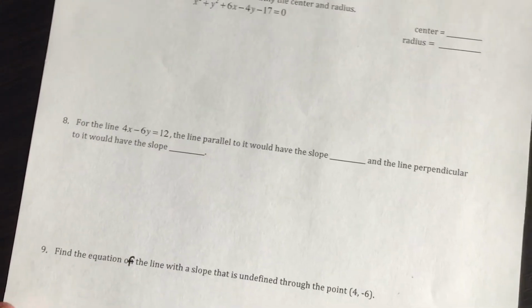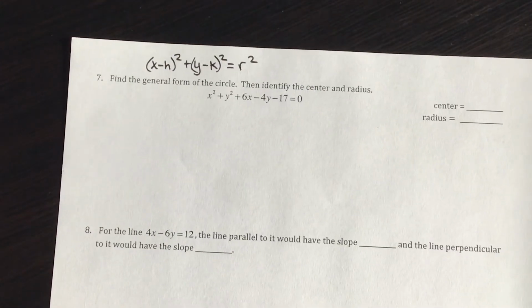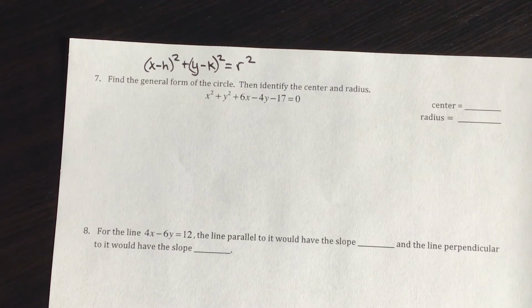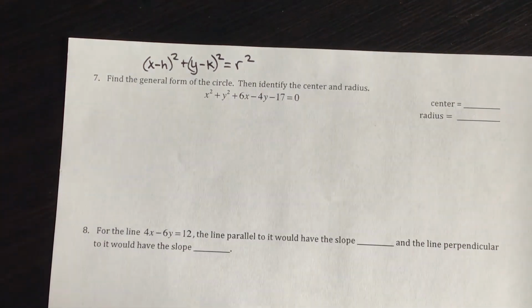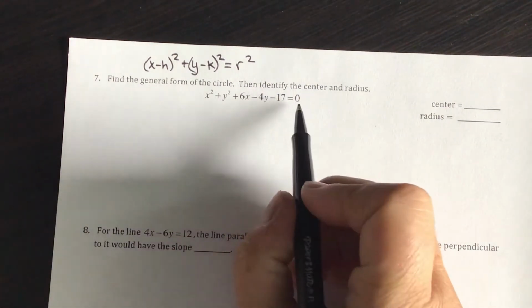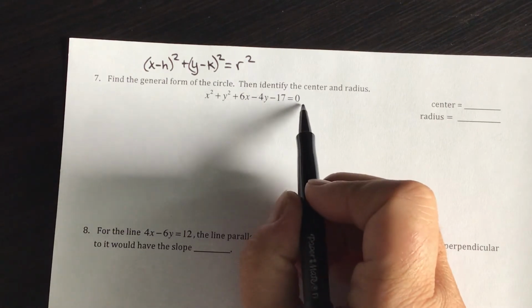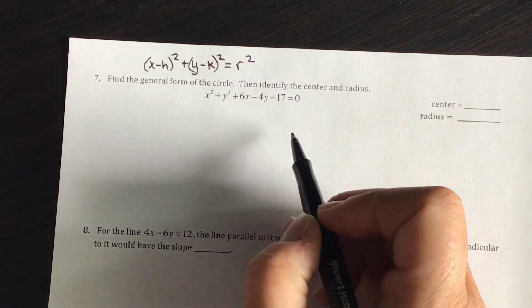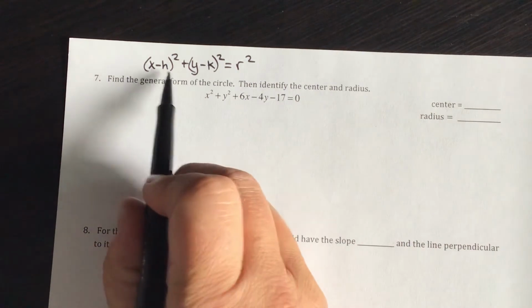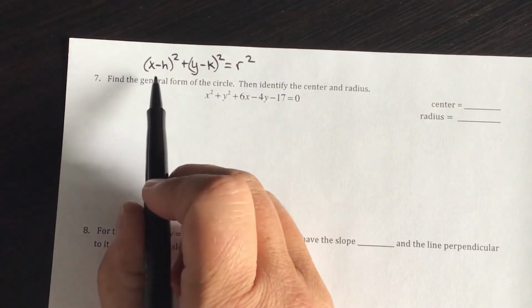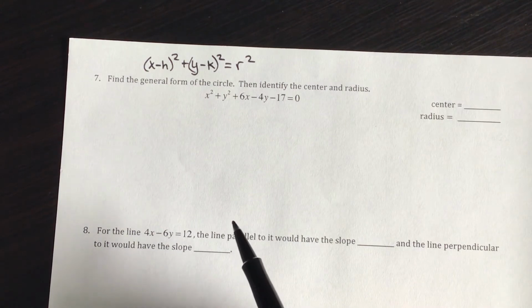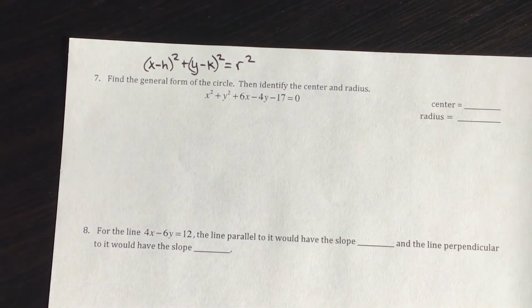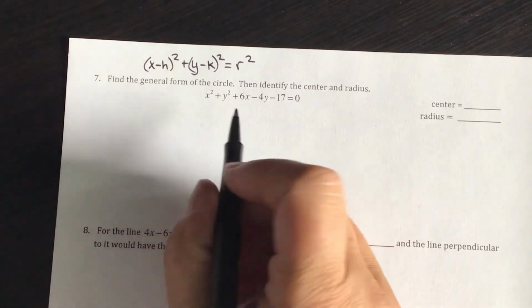Here's another one. Find the general form of a circle and identify the center and the radius. All right, so they give us this equation in standard form, and standard usually means having an equal 0 at the end. But this is one of those that we need to put in general form so we can identify the center and the radius. So I need to complete the square. So I'm going to group my terms.